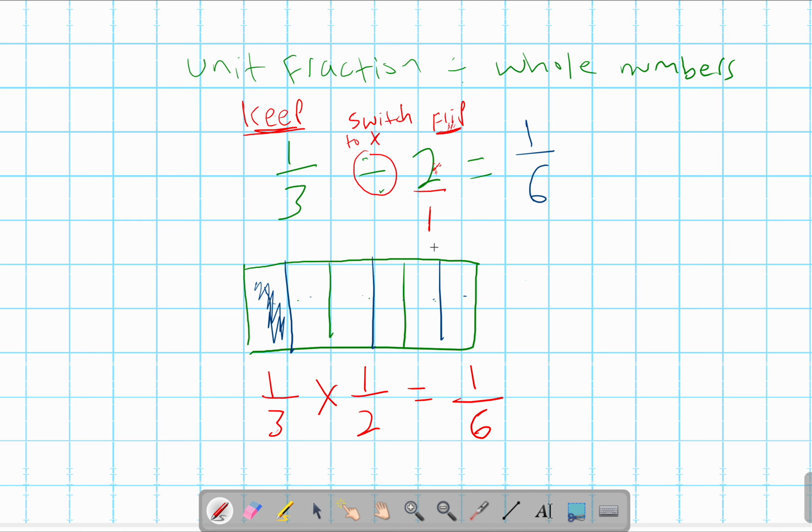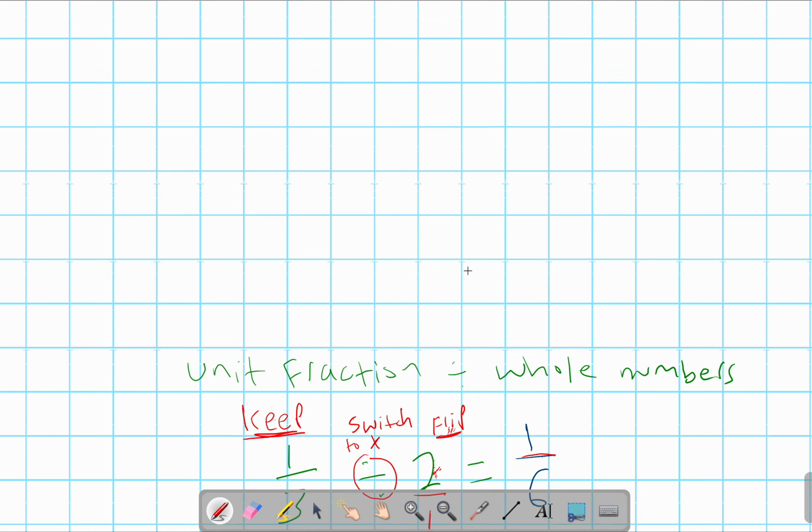Okay, so also understand that every time you divide a unit fraction by a whole number, you're always going to get a number less than 1. Because you're dividing a very small number, a number less than 1, by a number that's greater than 1. So you're going to get a number that's even smaller.